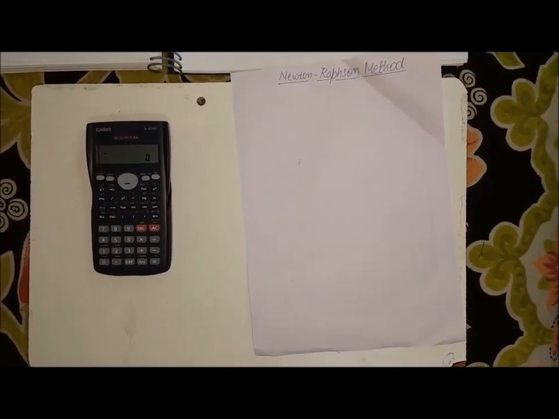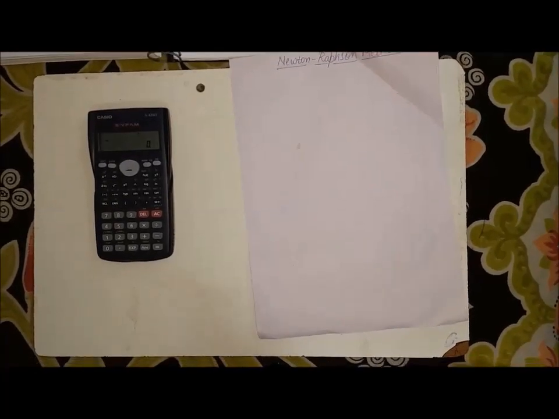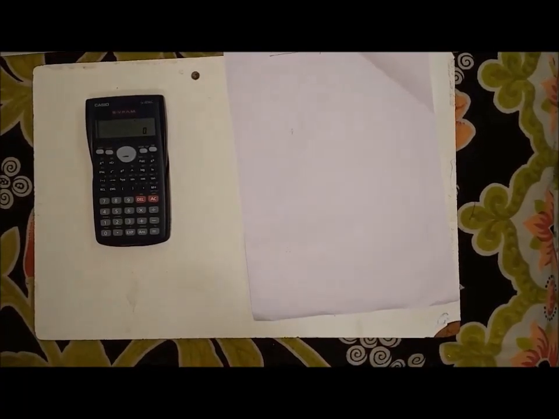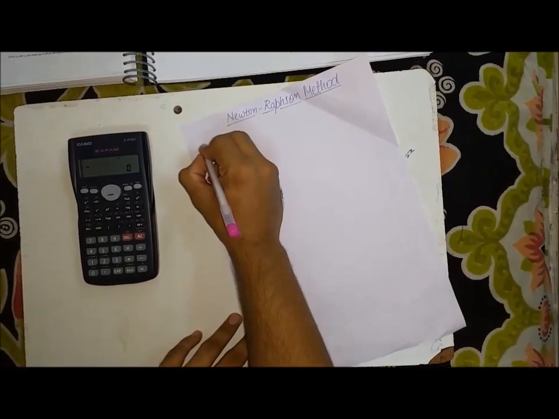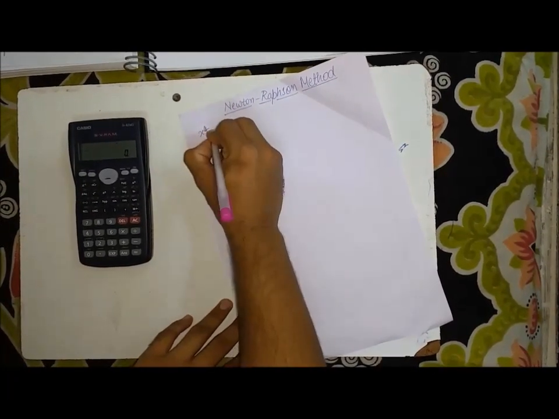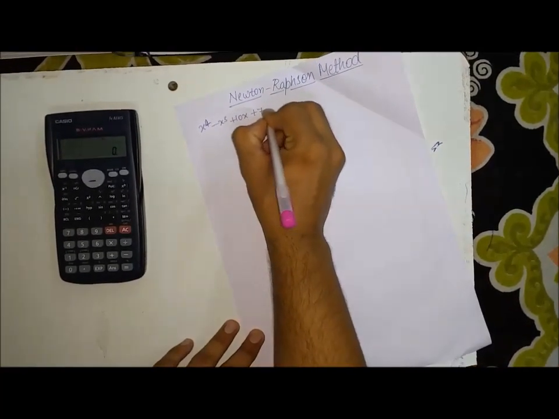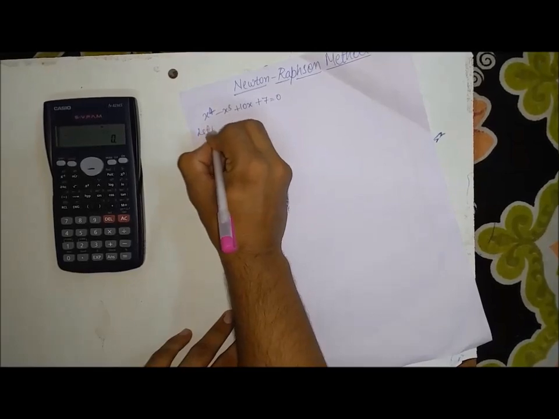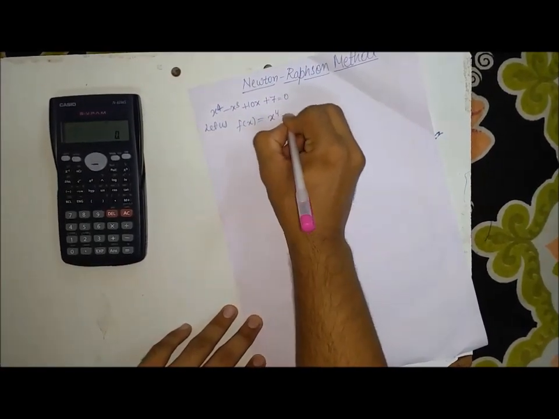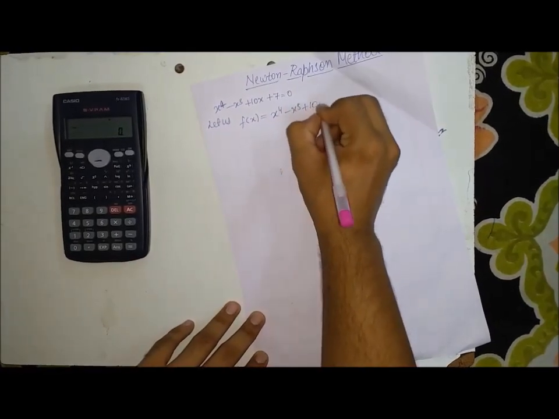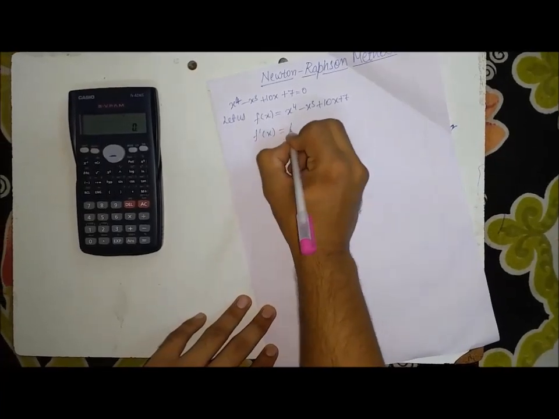Today we will see how to solve a given polynomial by the Newton-Raphson method through an 82 ms calculator directly. So first write down the given polynomial. Let us assume this polynomial to be f of x. Now find the derivative of f of x.